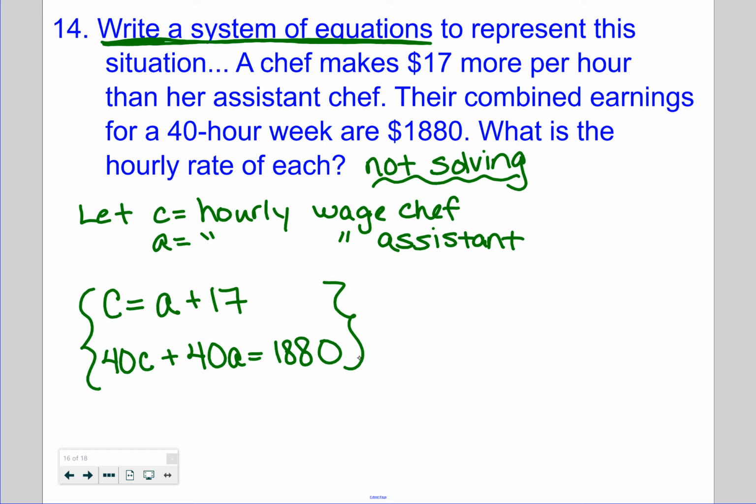If you wanted to, if you had some extra time, you could go back and solve this and make sure you get reasonable answers. If you got something like the chef makes negative $3 an hour, obviously, you know, something's wrong with your equations and you want to go back and check it and maybe edit some things to make sure that your equations give you some reasonable solutions. But you only have to write the equations. And of course, to write the equations, you'll also have to define what your variables are.